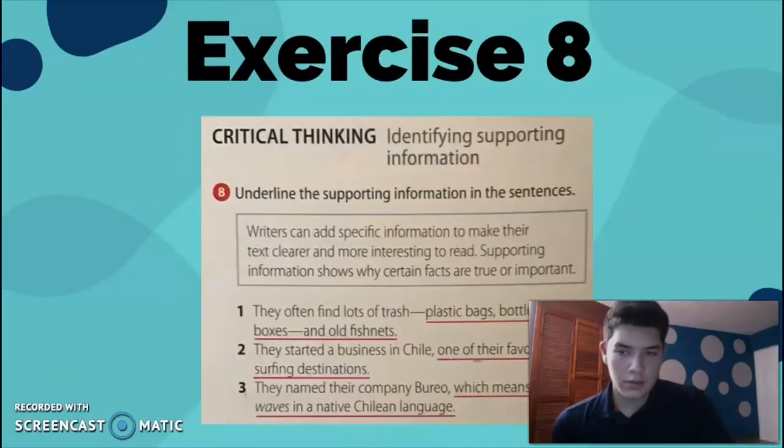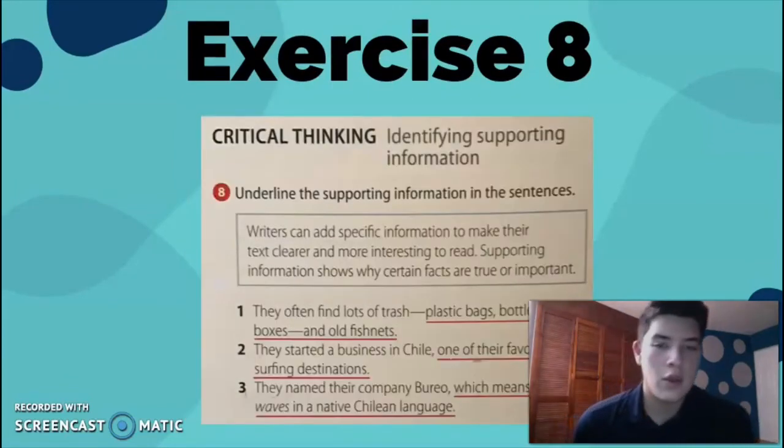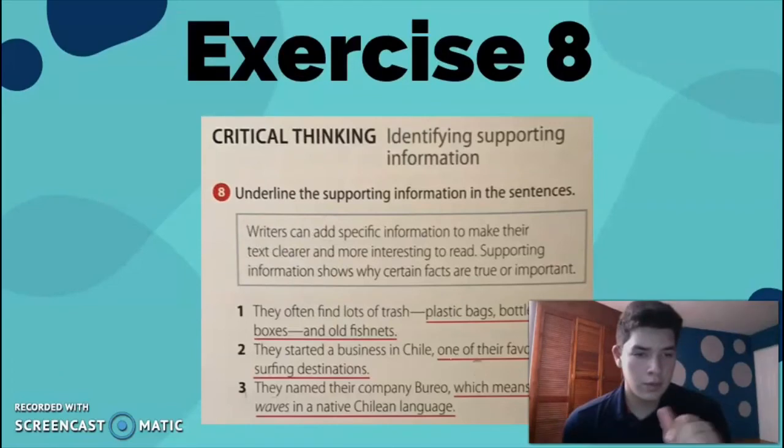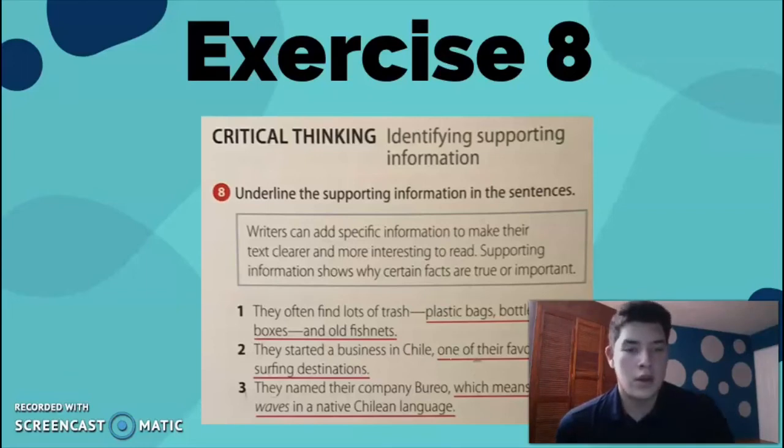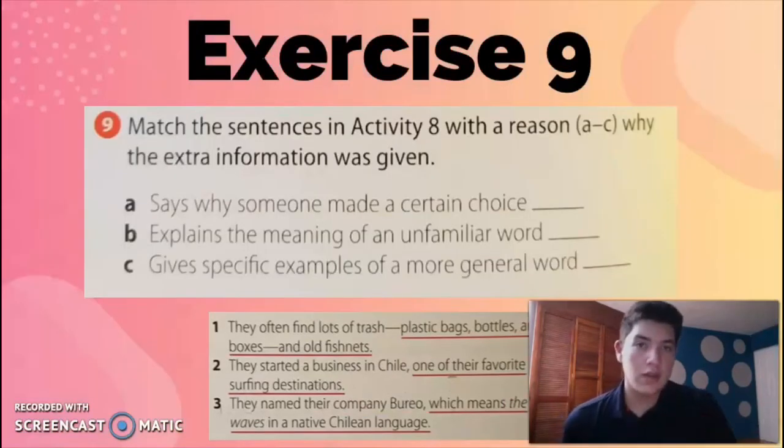Okay, there you go. So underline them in your book, because you will use this in exercise number 9. Okay, and done. You can pause the video and then you can continue. So, exercise 9. Match the sentence in activity 8 with a reason, A to C. Why the extra information was given.